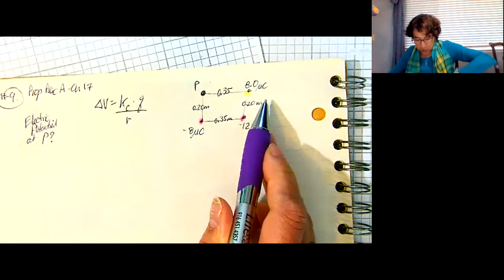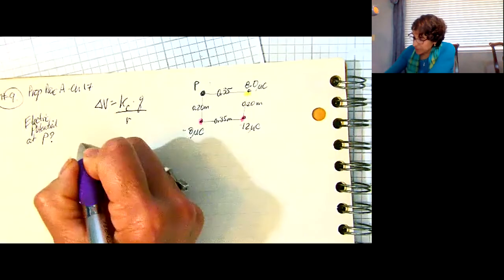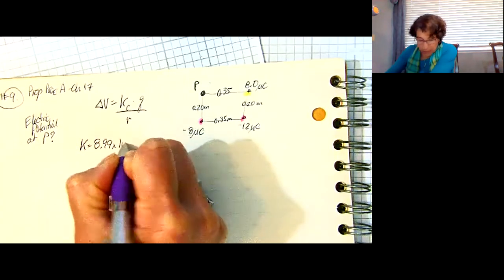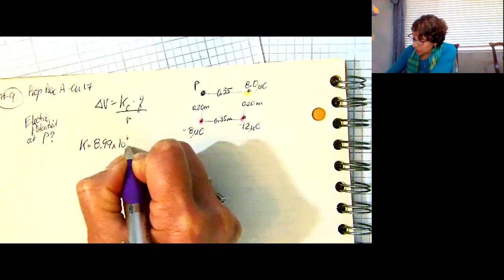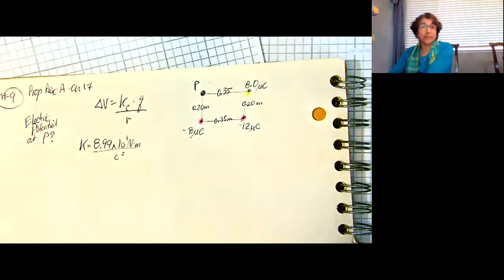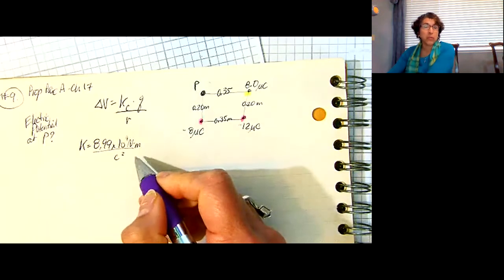All right, let's do the first one. I'm going to write down what K is. We need to know that: 8.99 times 10 to the 9th. No, I don't have this one memorized. All over Coulomb squared, or I could have just said Newton meters squared over Coulomb squared.